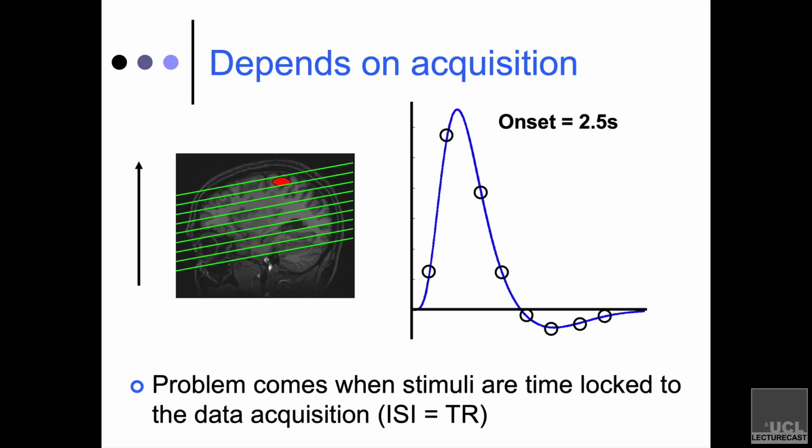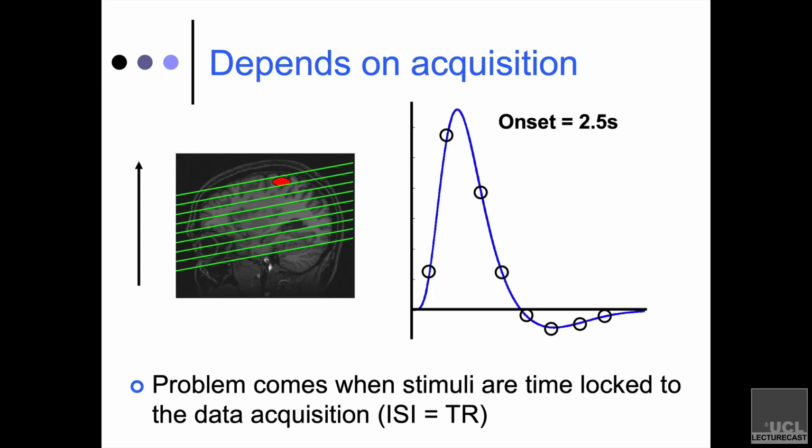Despite the fact the effects haven't changed, you've just sampled them in a bad way. Okay, so the problem comes here when the stimuli that you're actually using to generate the activation are time-locked to the sequence of acquisition.